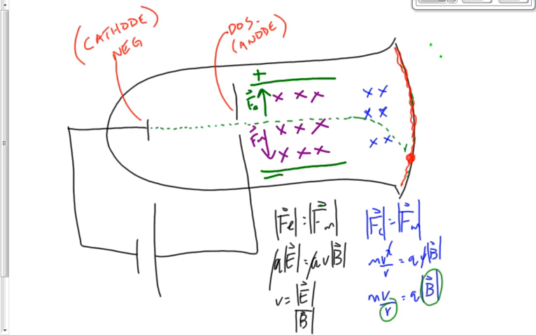Now, he measures the value of the electric field. He put it in there. He knows what its value is. The magnetic field, same deal.